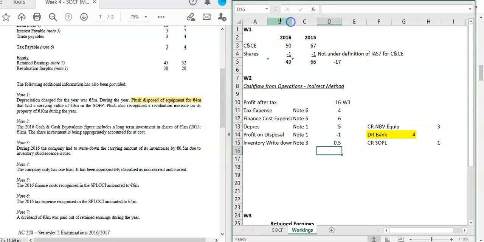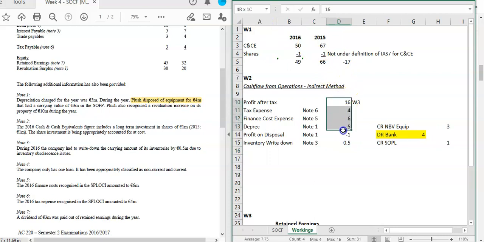The reason being that would have been an expense in calculating the 16 million, but actually it's non-cash because all you're doing is debiting the expenses, crediting inventory. So from our perspective, we add it back when we're trying to get the cash flow for the year. That was a tricky one, an exam one. It's linking back to your knowledge of IAS 2. It's a non-cash expense. That's why we add it back, same as depreciation.